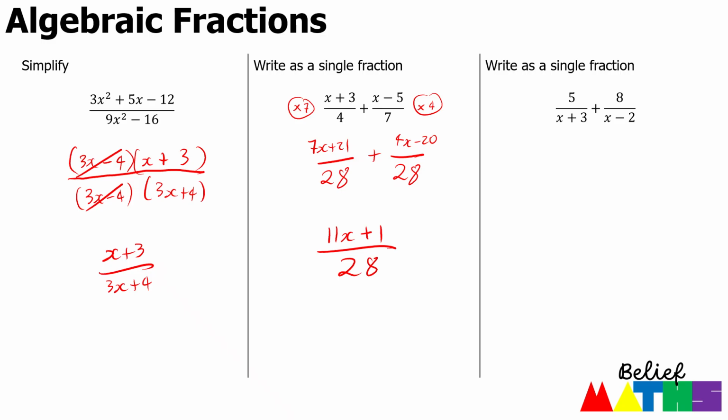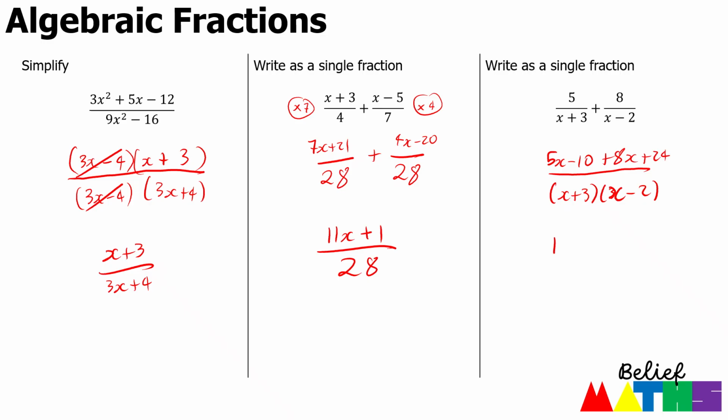Looking at the next one, it works in the same way, we just need to make the denominator the same. Now obviously that's a little bit more difficult to do, but what we can do in this case is just put those two brackets beside each other. And then all we have to do is multiply the top left by the bottom right, which gives you 5x minus 10, and the top right by the bottom left, which is plus 8x plus 24.